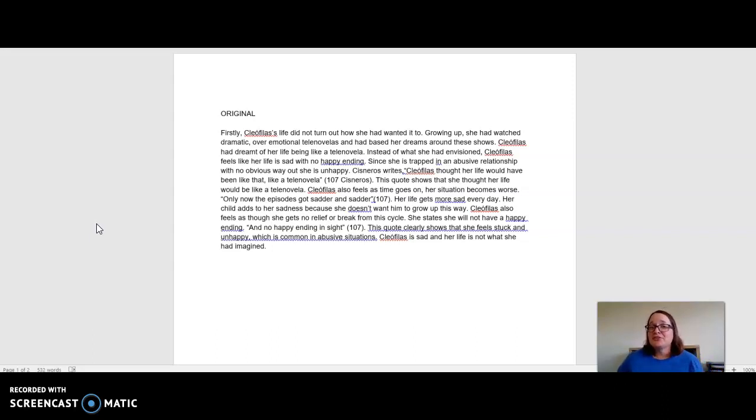Now, if you look at this paragraph, the student has done a good job of attempting a topic sentence. And this is about how Cleofilas, the main character, her life didn't turn out how she wanted it to. It's a little general. It's pretty clear in the story that this is not what she'd imagined for herself. But it works. It tries. It talks about how she watches these telenovelas and how she wants her life to be like that, and that now there's no happy ending.